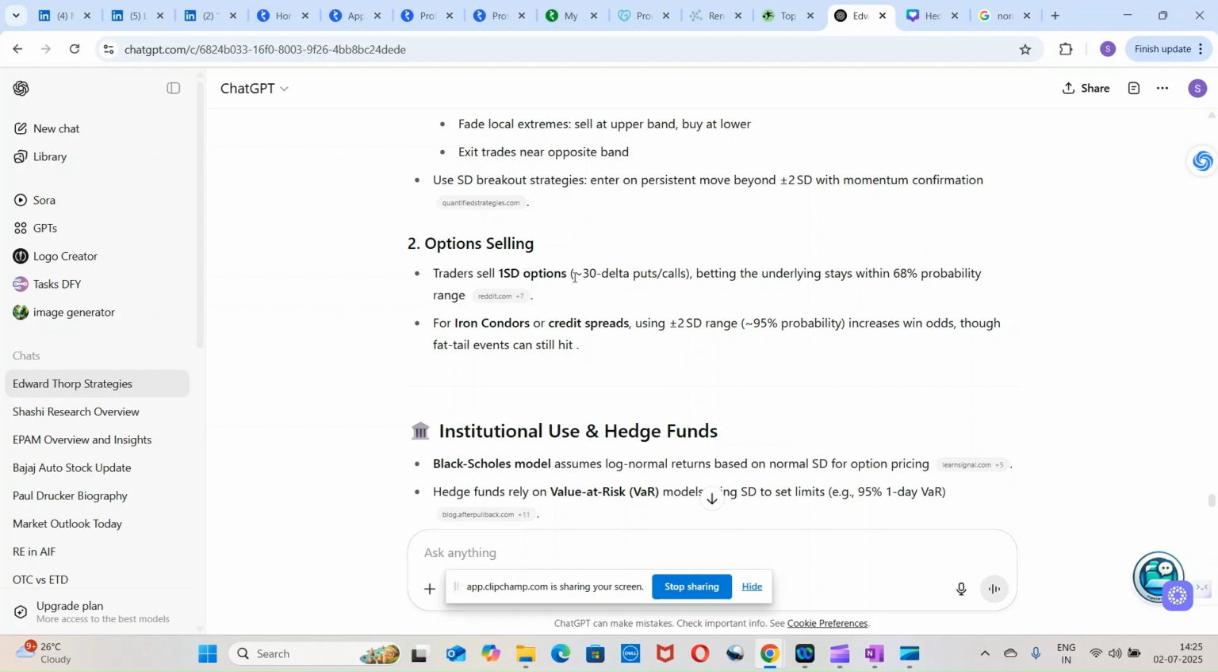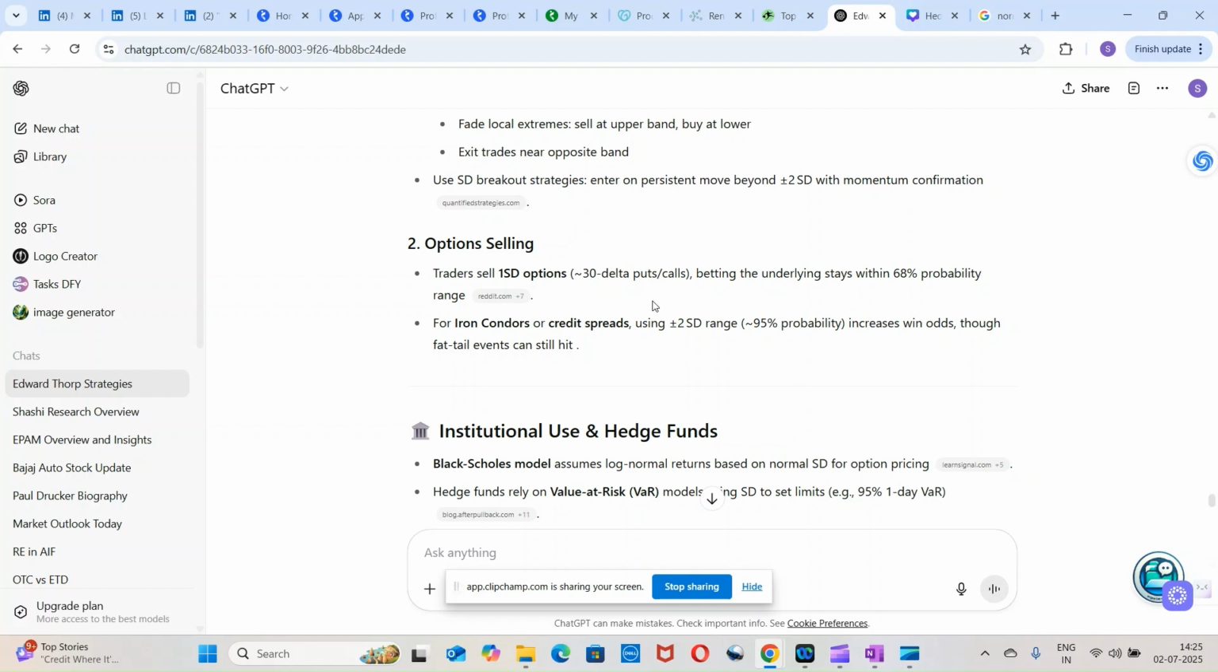So that's what sellers do. They sell the 30 delta put or call, and bet on the probability as per normal distribution. Because of the premium, the probability also increases. For option selling of iron condors, credit spreads, bull put spread, bull call spread, or bear call or bear put spread, they use a 2 SD range.